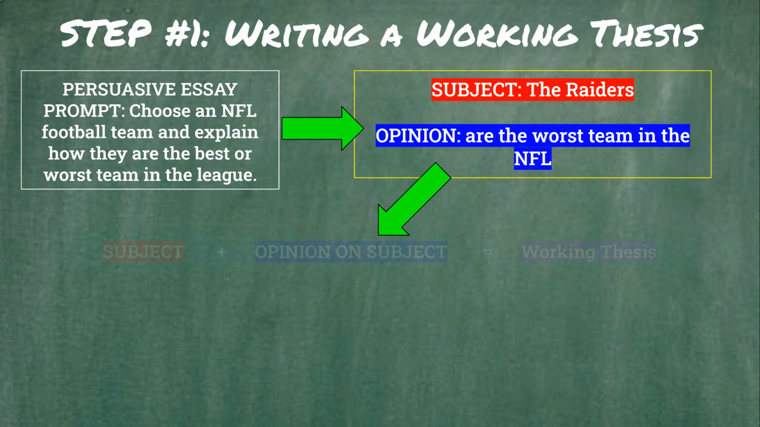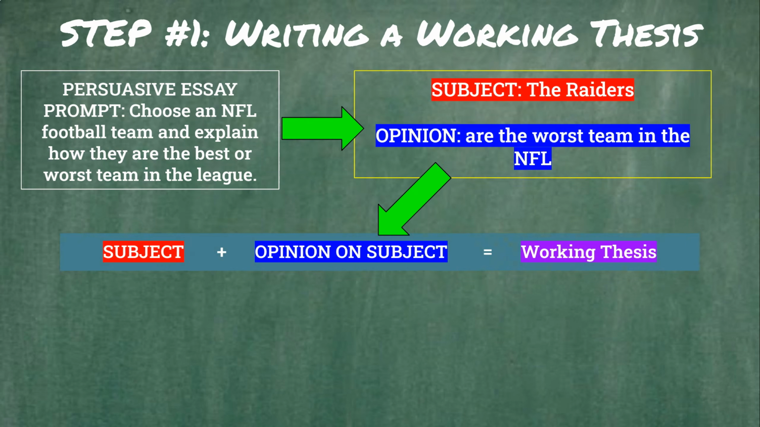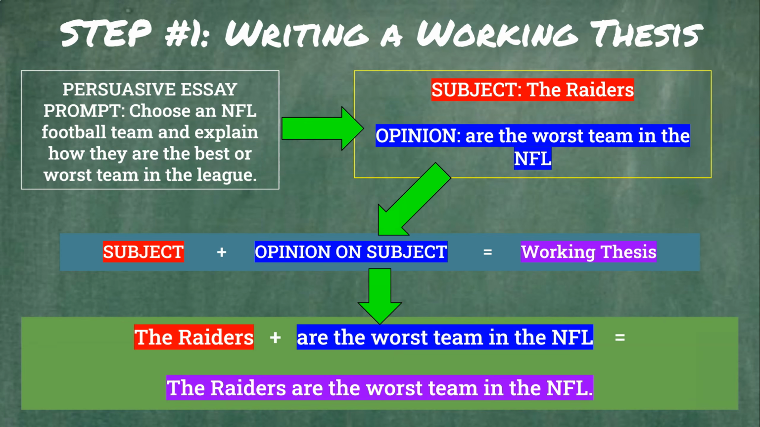A reminder that it is subject plus opinion equals a working thesis statement. Plugging those in, we get the Raiders are the worst team in the NFL. Sorry, Raiders fans. This is what we call a working thesis. It has a subject and an opinion, but not much else. It merely provides a simple answer while also repeating the essay prompt. It doesn't tell us what specifically we are going to look at to help show that the Raiders are the worst team in the NFL.